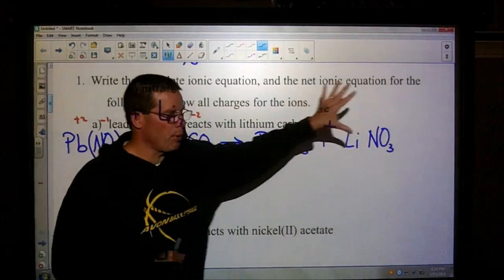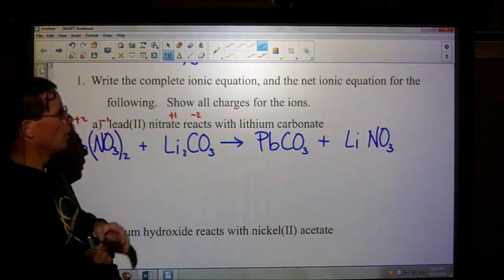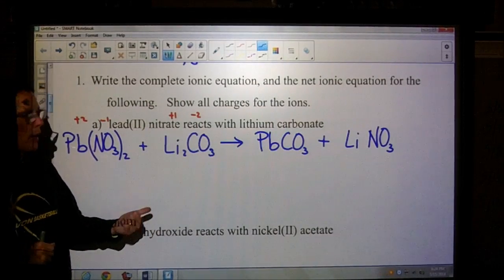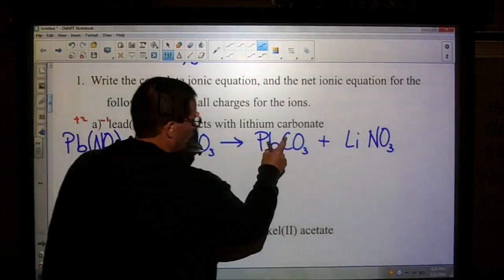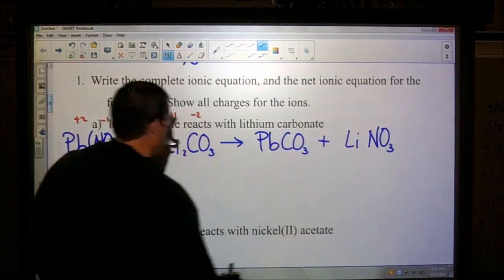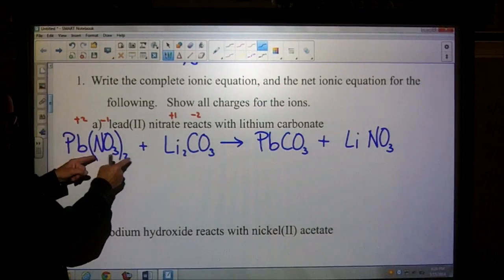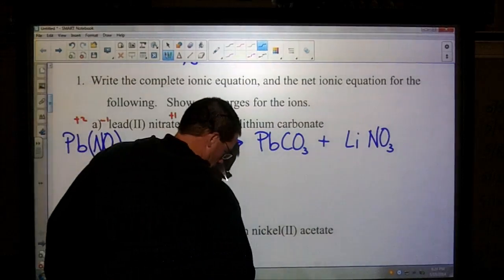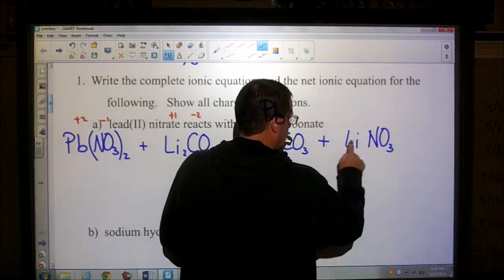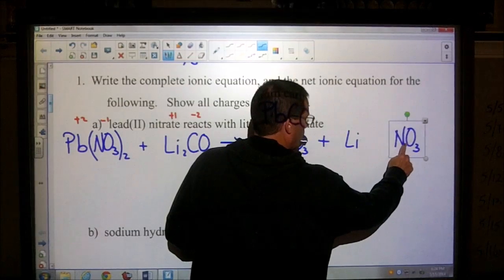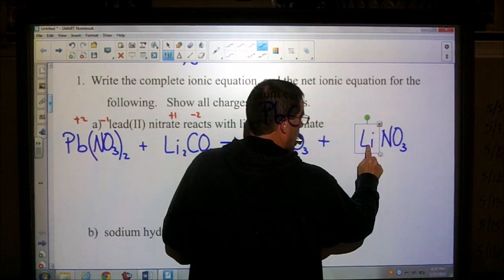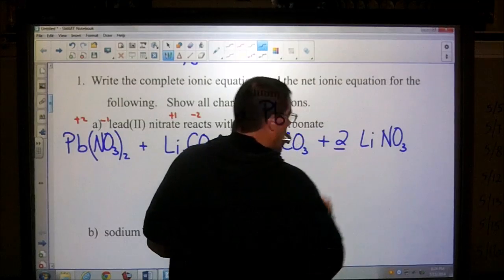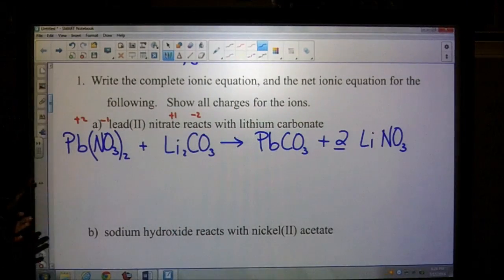So now that we have our products charge-wise balanced, now we have to balance the number of atoms on both sides. So we have a +2 -2, +1 -1. I have 2 nitrates over here, 2 lithiums over here. That means that I need, actually let's scoot this guy over, a 2 right there. So now it's balanced.